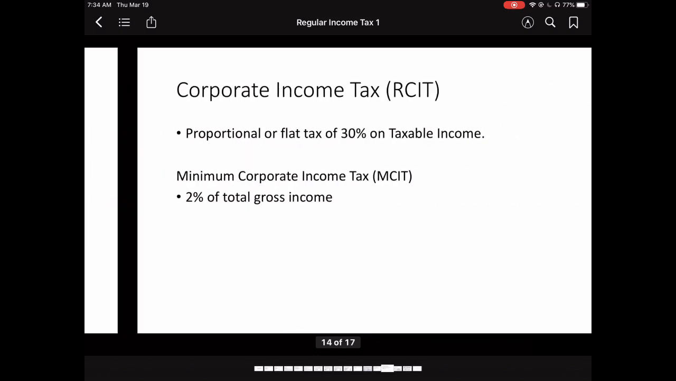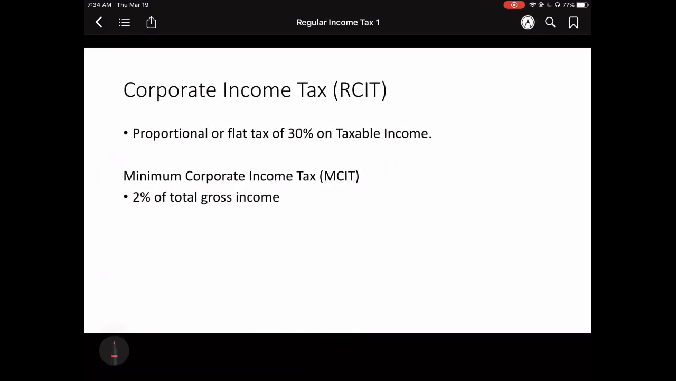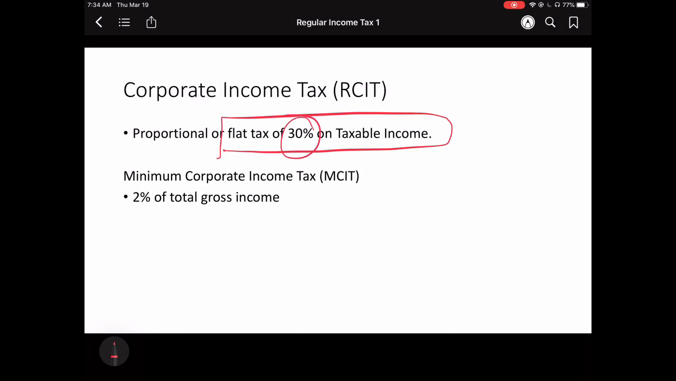Now, going through with the corporation. The corporation is unlike the individual with the tax table, because it is a flat rate. Flat rate, 30% of taxable income. So whether the taxable income reaches 1 million, 400,000, or 800,000, you just multiply it by 30%. However, we have this MCIT or Minimum Corporate Income Tax, which is the minimum that you must pay.